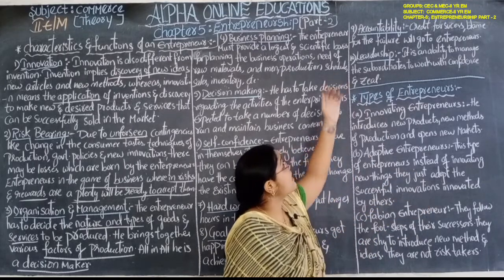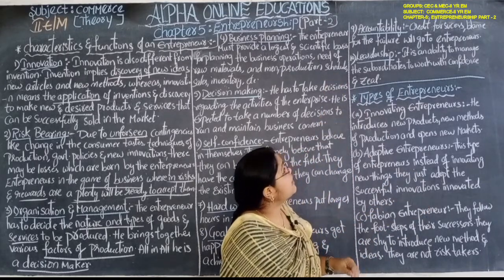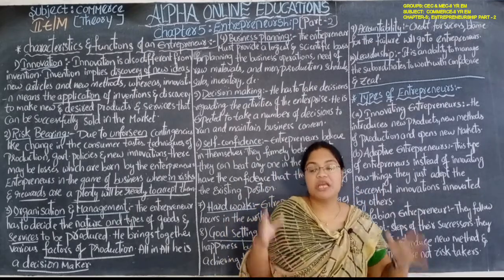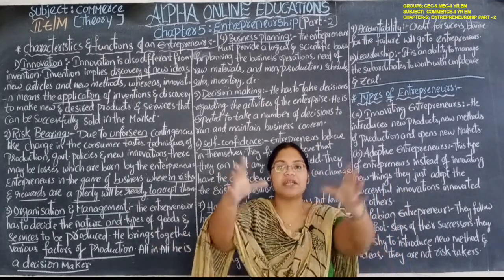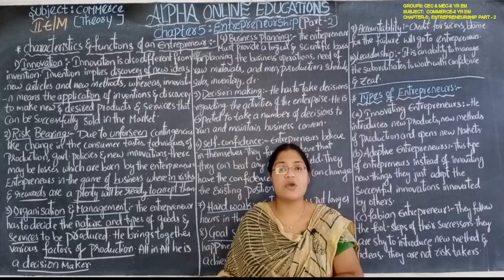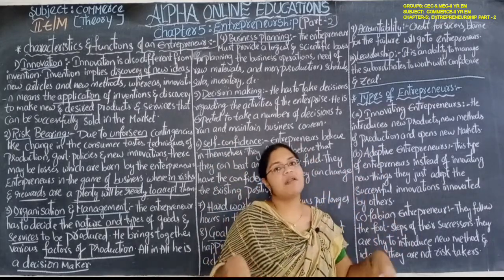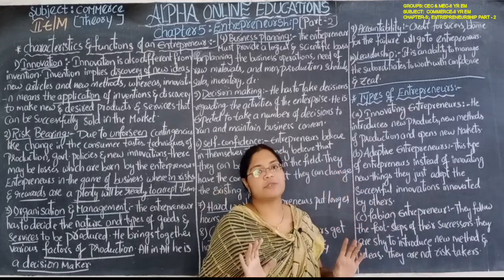Okay, next, accountability. Credit for success and blame for failure will go to the entrepreneur. If there is a success, the total credit is given to the entrepreneur. If there is a failure, the total blame is given to the entrepreneur. If anything happens, the entrepreneur is the only one responsible.